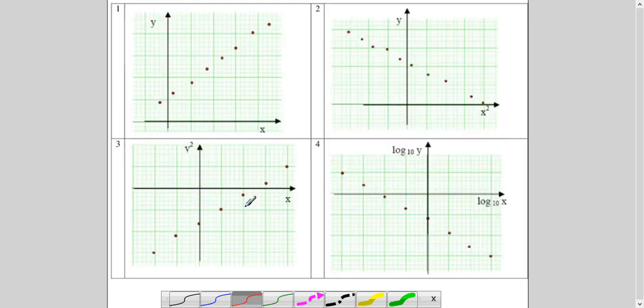If you see here, this is what is written here: y, x, y square, x, y, x square, lg y, lg x. So in linear law, we will learn one thing, that our y-axis will not always be just y. It may be lg y, it may be y square. So it will be different, and why and how, we will see in a while.